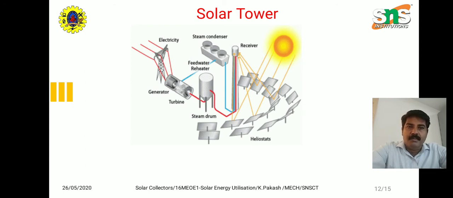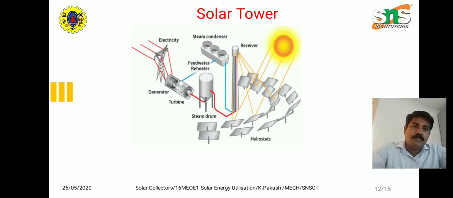So in the steam drum we can see this red line where the steam is, and in the steam condenser there is fluid, the blue color line. We can see this blue color line. So this fluid from the condenser comes into the receiver part. Because of the solar radiation reflected from the heliostats, this fluid is converted into steam in the receiver. The converted steam passes through the steam drum and goes to the turbine.